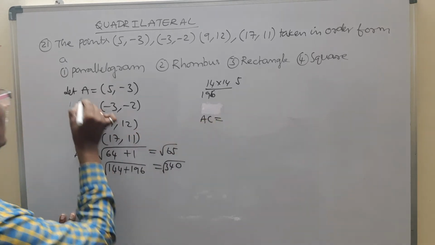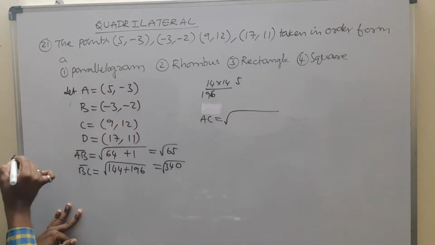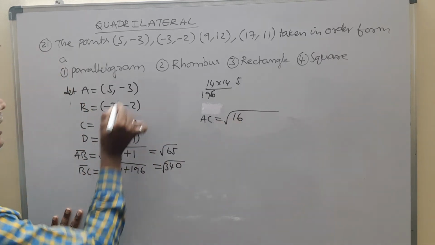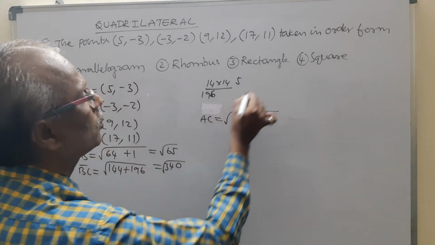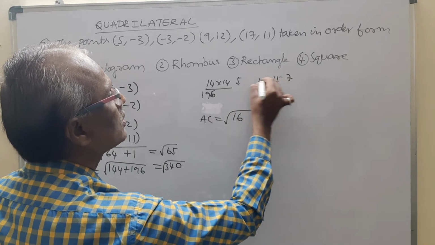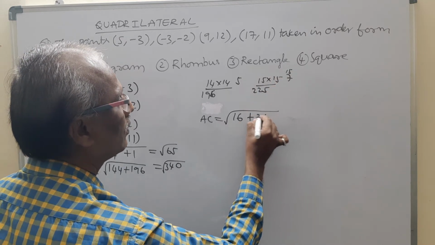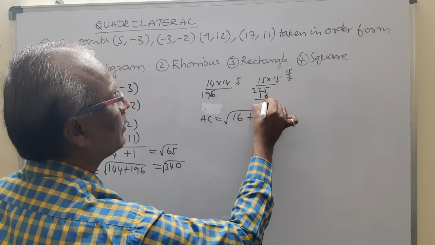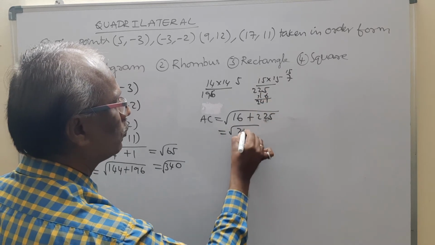Length of AC. 5 minus 9 is minus 4, whole square 16. Next, minus 3 minus 12 is minus 15, whole square 225. 225 plus 16 is 241, square root of 241.